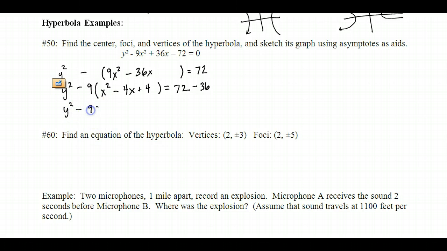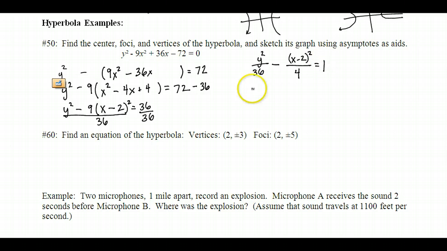Therefore, we have y squared minus 9 times, it would be x, keep our subtraction, that becomes 2, that quantity is squared. 72 minus 36 gives us 36, and just like the ellipse, your equations have to equal 1. So divide both sides by 36, and my equation is y squared divided by 36 minus 9 divided by 36 is going to give me 1/4. And then we have the x minus 2, that quantity squared, equals 1. So the first thing to find is our center. Our center, make sure you look for your x's first. X is 2. Our y value, it would be 0.